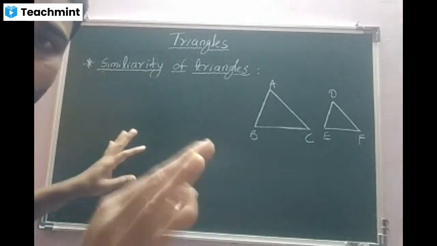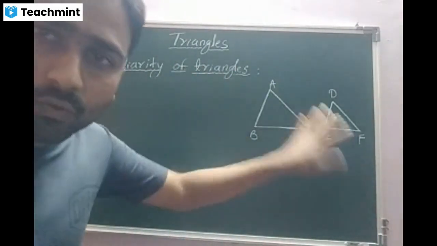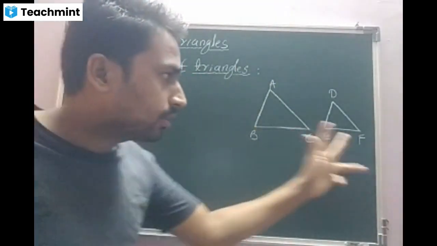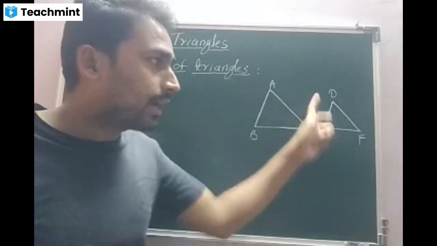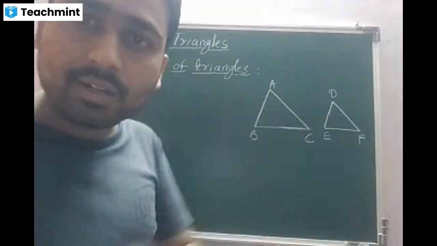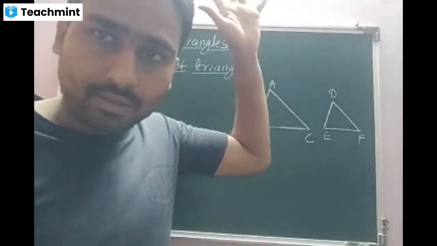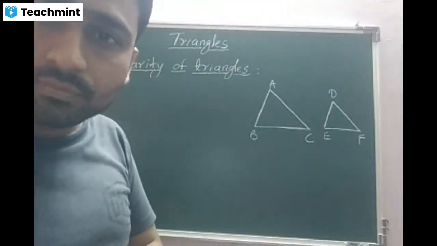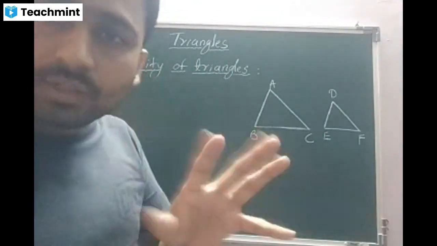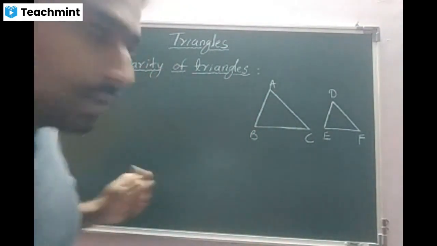Beta, wait, don't write anything. Let me finish it off. Later you can copy. I have taken the two triangles, ABC and DEF. Beta, if you look at the general definition, shape is same, size are different. Am I right? Now let me explain the mathematical meaning.